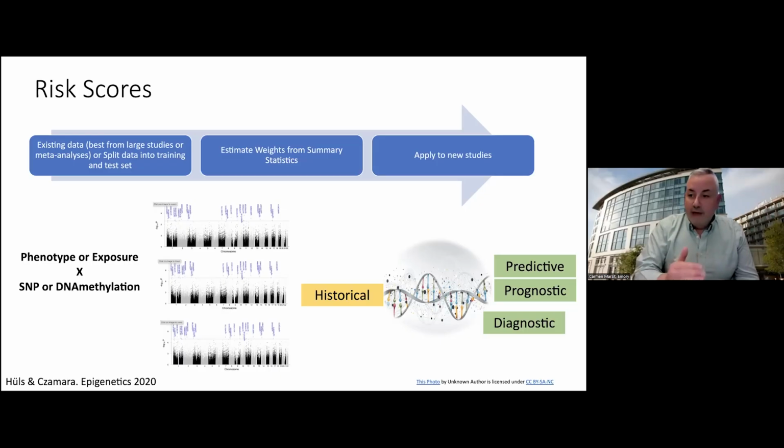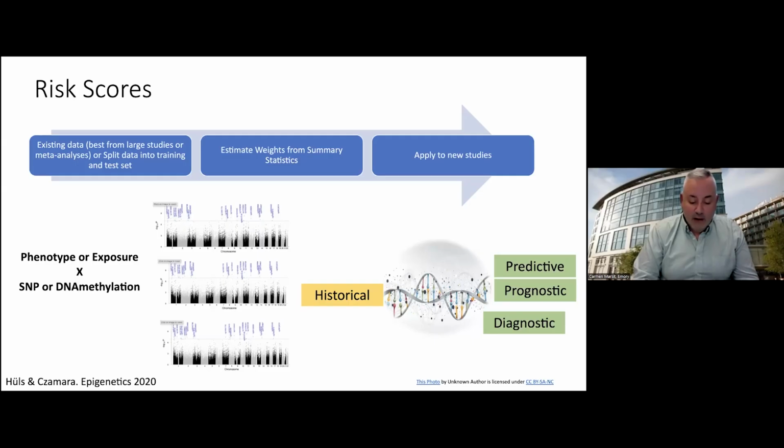Then you use that data to estimate weights from the summary statistics from all of those results, to build a risk score that then can be applied to new studies. So you're basically making use of existing data to build a risk score to apply to a new set of data. And I think this holds opportunity both to provide us some information about historical exposures, also potentially for predictive, prognostic, or diagnostic approaches, I think, as well.